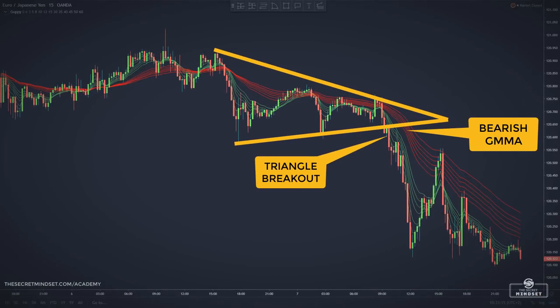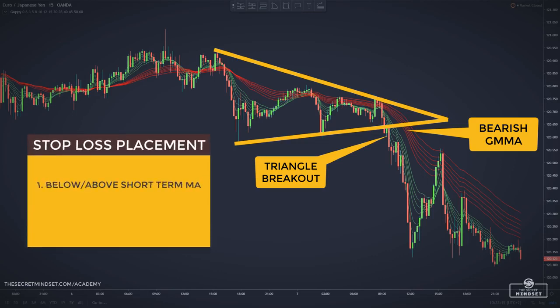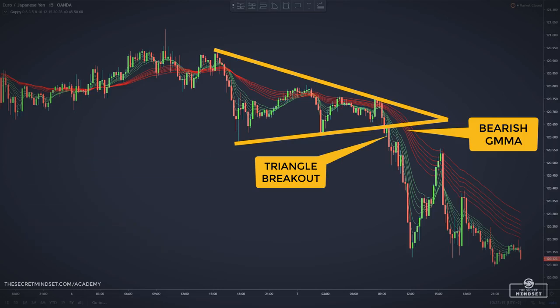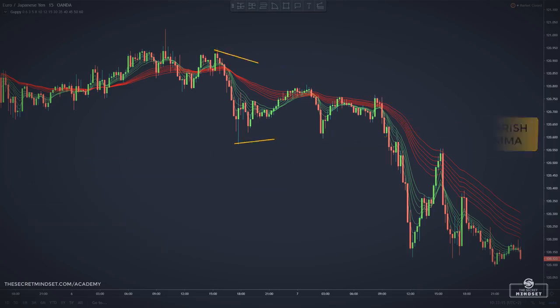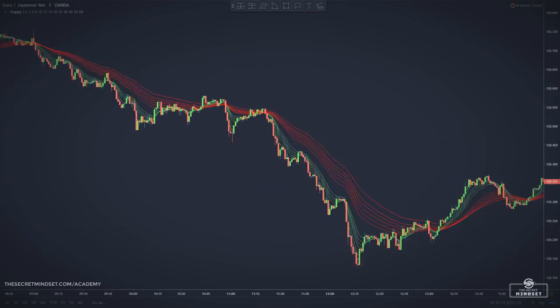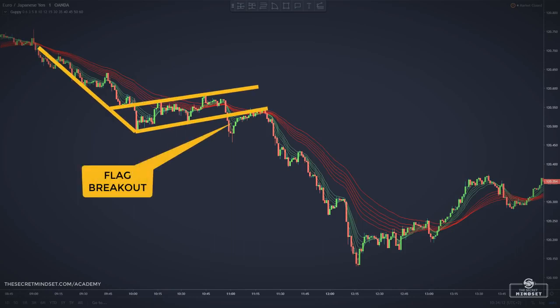Once you spot a clear trade setup in your desired time frame, remember to set the stop loss just above or below the short-term moving averages. Or if you want more room, decrease your lot sizes and place it below or above the longer-term moving averages. Although a simple indicator, the GMMA can offer valuable insight to any momentum or swing trader.